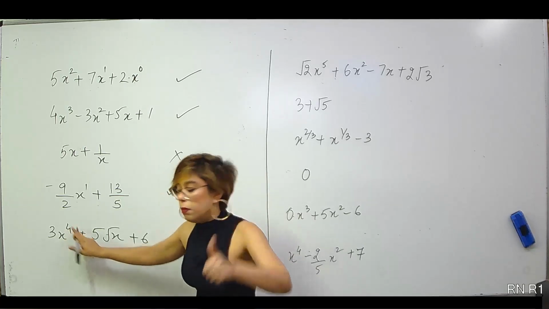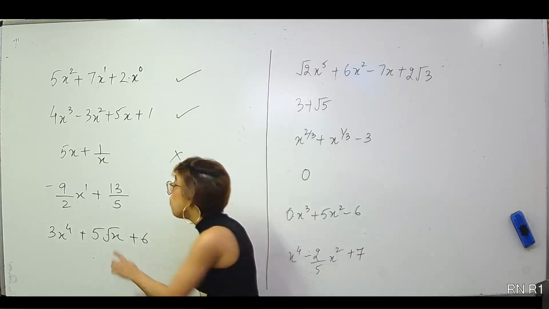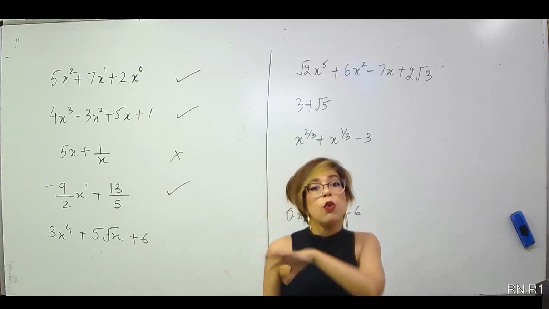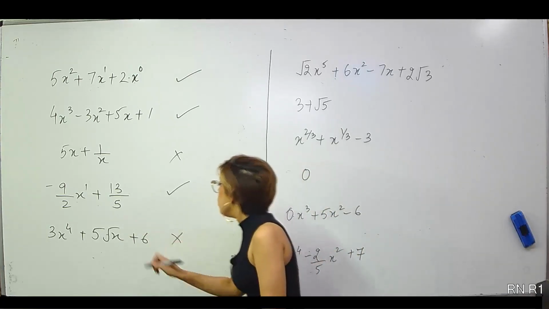x raised to 4, whole number. Here it is root x, in fact square root x. That means x raised to 1 by 2. Now, 1 by 2 is not a whole number. Since the exponent is not a whole number, it is not a polynomial.